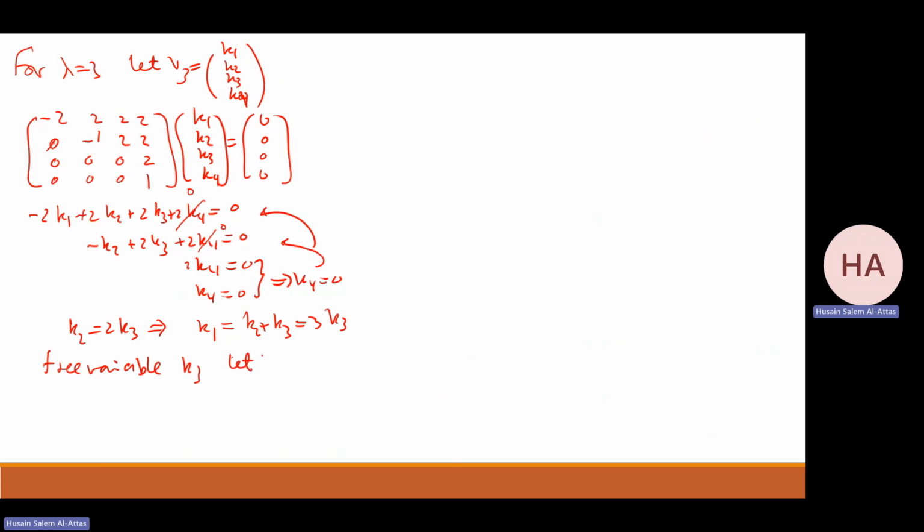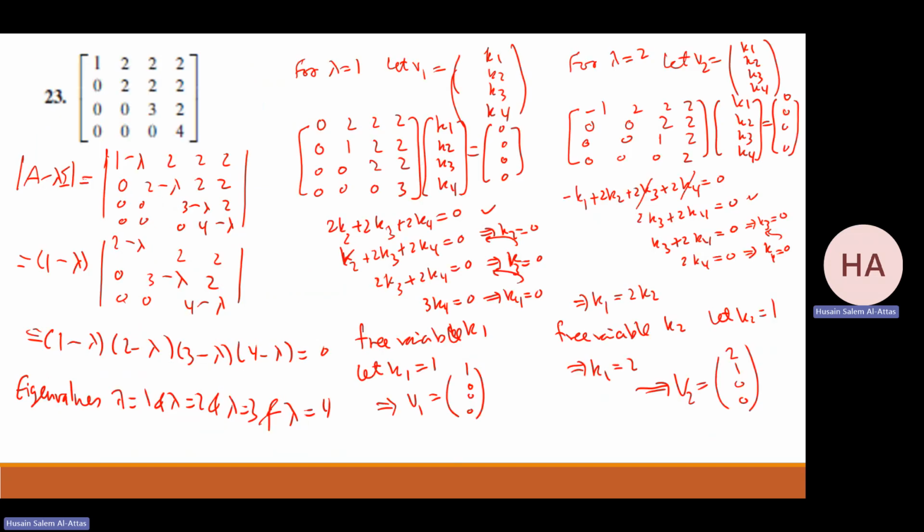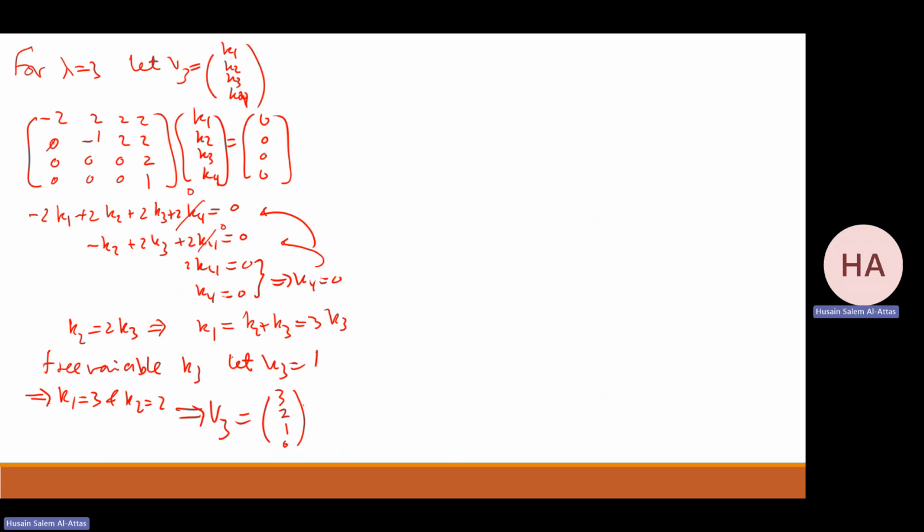So I let k3 equal 1. So it will be k4 is 0, gone. K1 will be 3, and K2 will be 2. So it is my V3. That will be 3, 2, 1, 0. Okay. Good. So the first one is 2, 1, 0, 0, the next 0, 3, 2, 1, 0. Good. So now for lambda equal 4.